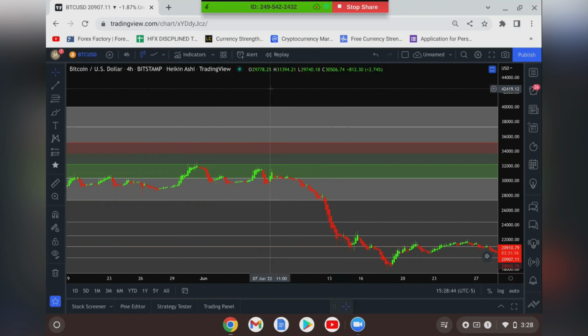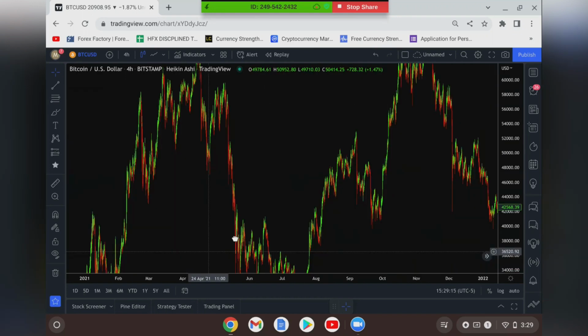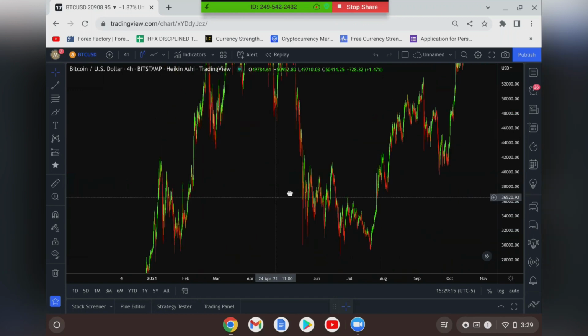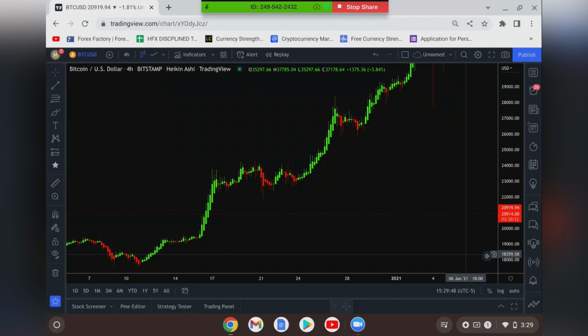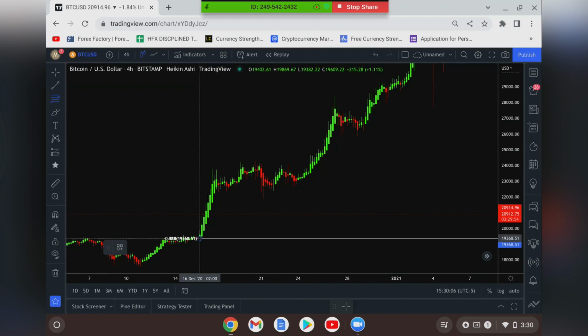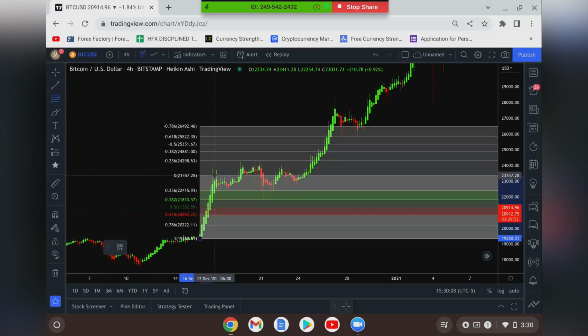So let's go ahead and look at an uptrend example. All right, so you guys, we are still here on the 4-hour time frame for Bitcoin, but this time we are just looking at an uptrend example. So we're going to go ahead and get our Fibonacci retracement tool right here. And we are going to start by drawing our trend from this swing low up to this swing high.